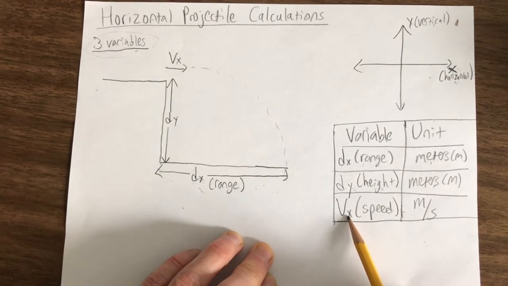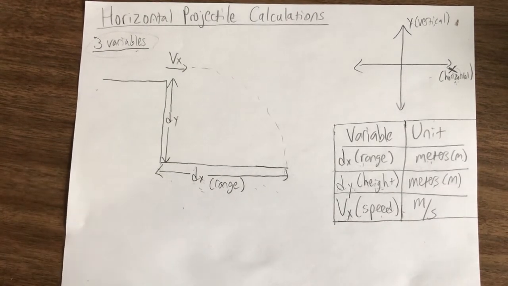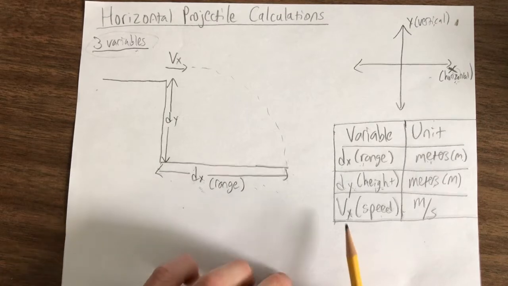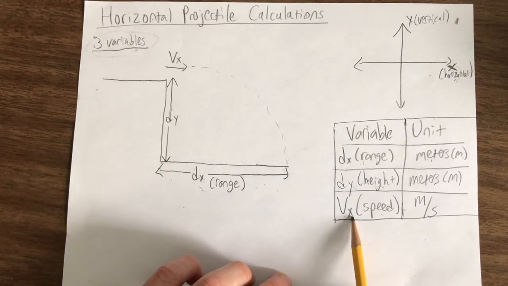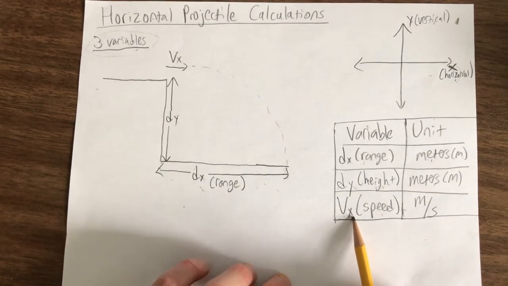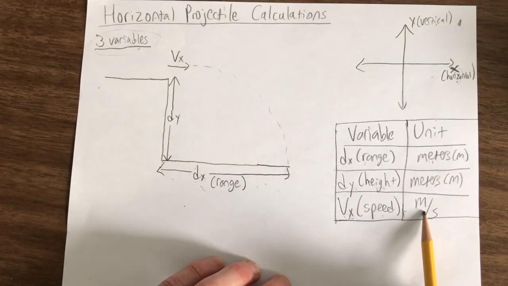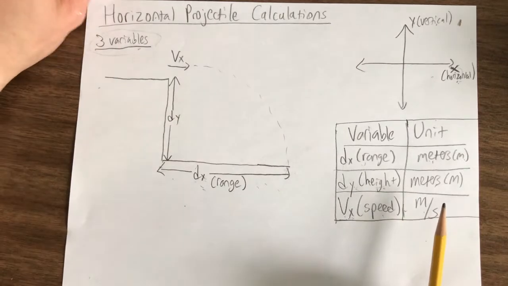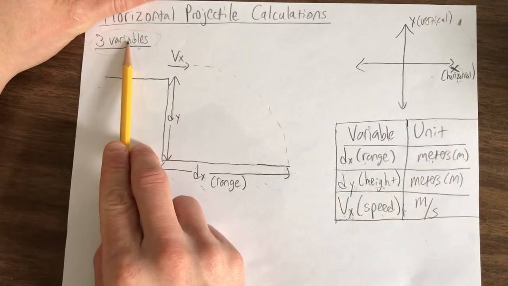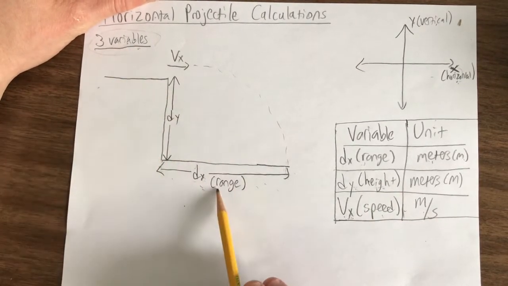Our last variable is how fast something is shot, or how fast something is thrown. That's velocity or speed. And because we're talking about horizontal projectiles, we're only throwing things left to right, all right? Not up, not down, just left to right. So it's a velocity x, we're going to call it, because it's a left to right throw, a horizontal throw. And the unit for velocity here is going to be meters per second. So those are your three variables.